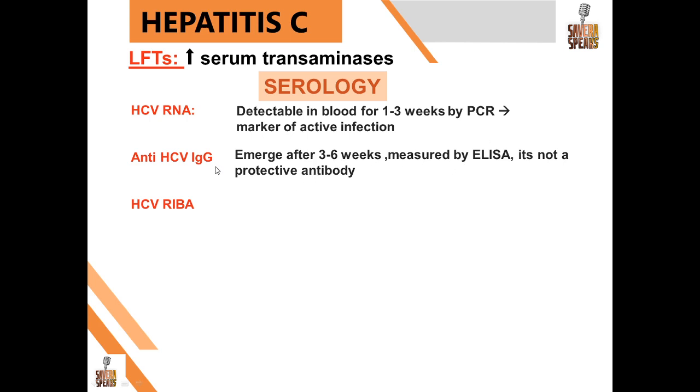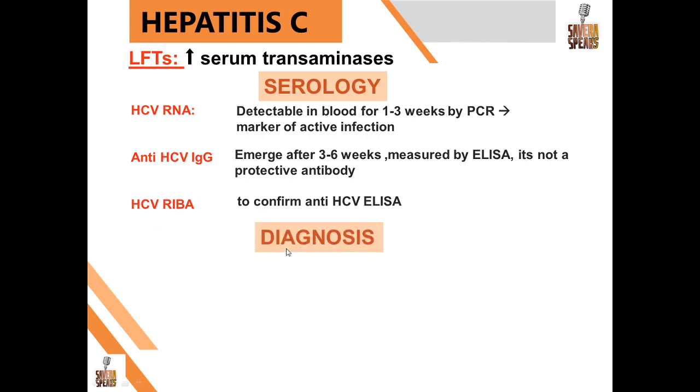After it is positive in the serology, for its confirmation we do HCV RIBA, that is recombinant immunoblot assay. So this is to confirm the anti-HCV IgG.